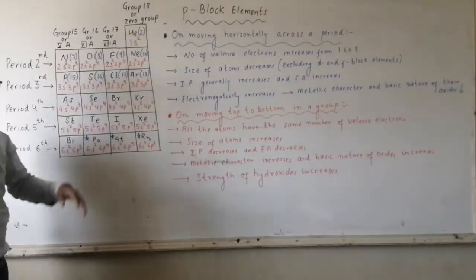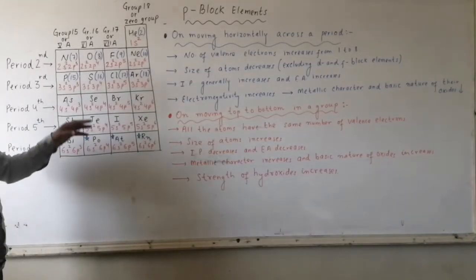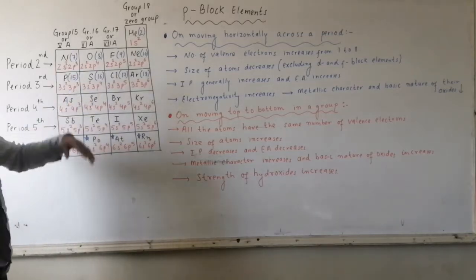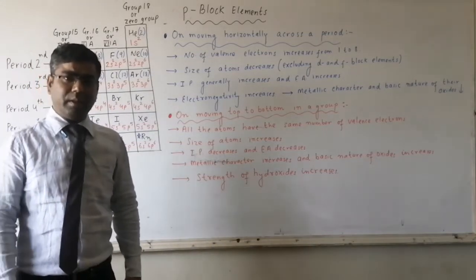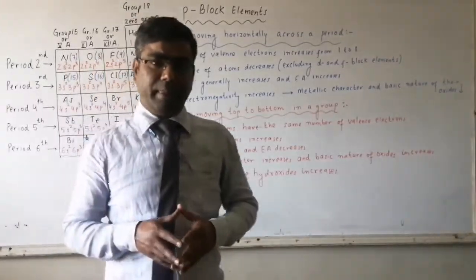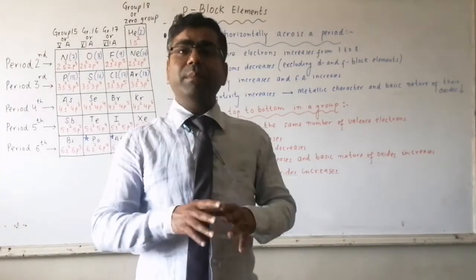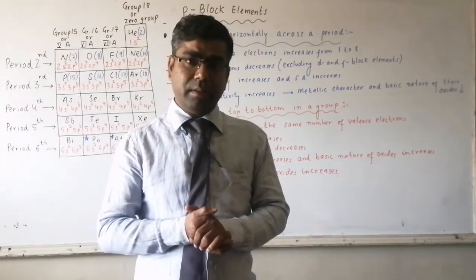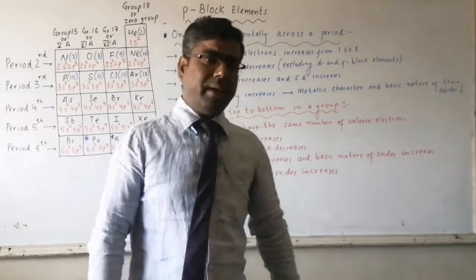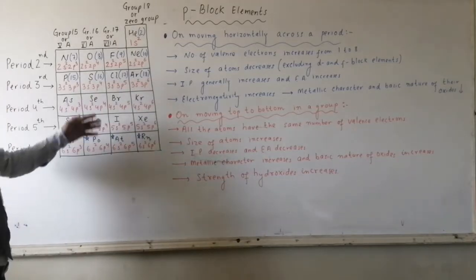Group 15 is your nitrogen family, because the first member is nitrogen. Group number 16 is also called chalcogen family. It is because chalcogen means ore forming. In most of the ores, oxygen atom is there, sulfur atom is there. That's why it is also called ore forming family or chalcogen family, that is 6A.